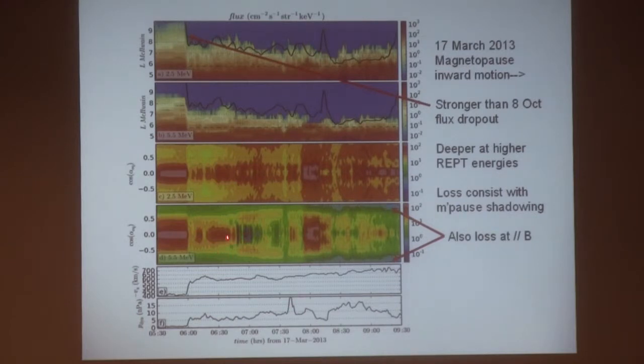If you look down again at the pitch angle data, you see that the loss is stronger at 90 degrees for the higher energy particles. Now, one thing I wanted to point out for this event that caught our attention is that you also see loss parallel to the magnetic field, so at 0 and 180 degrees.